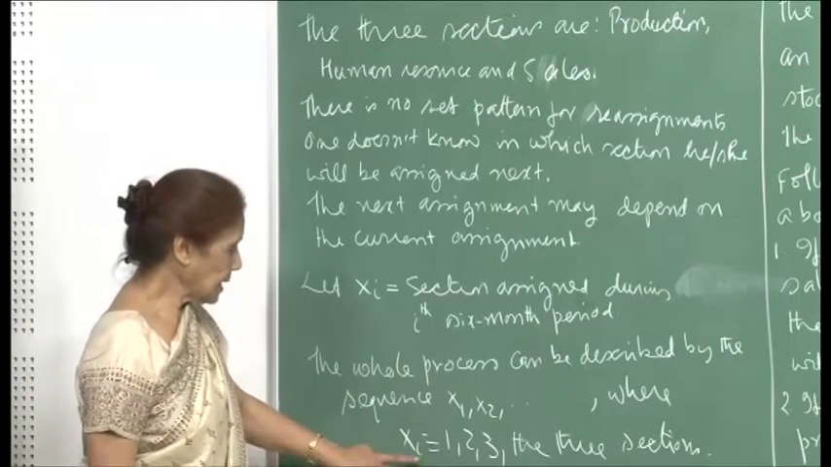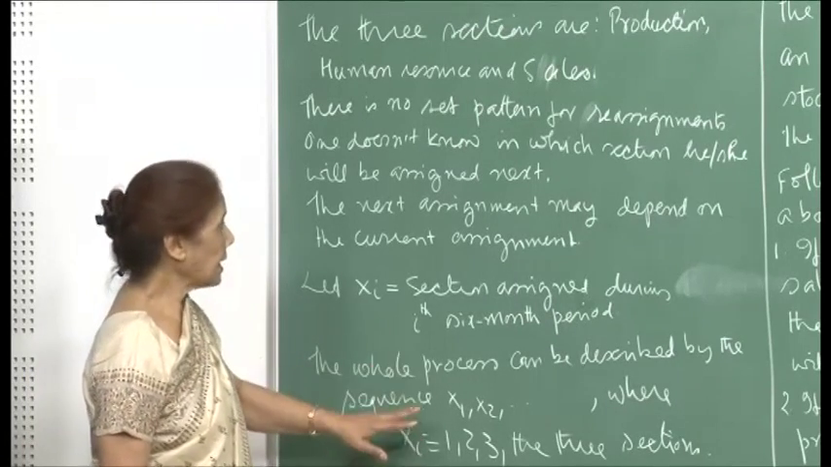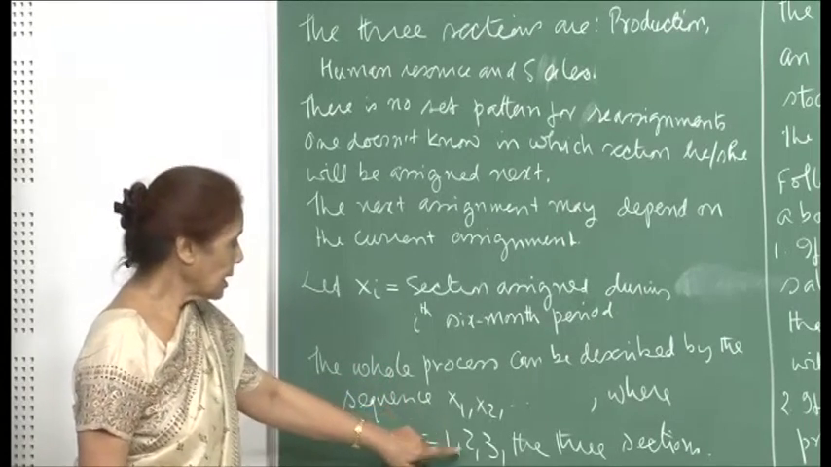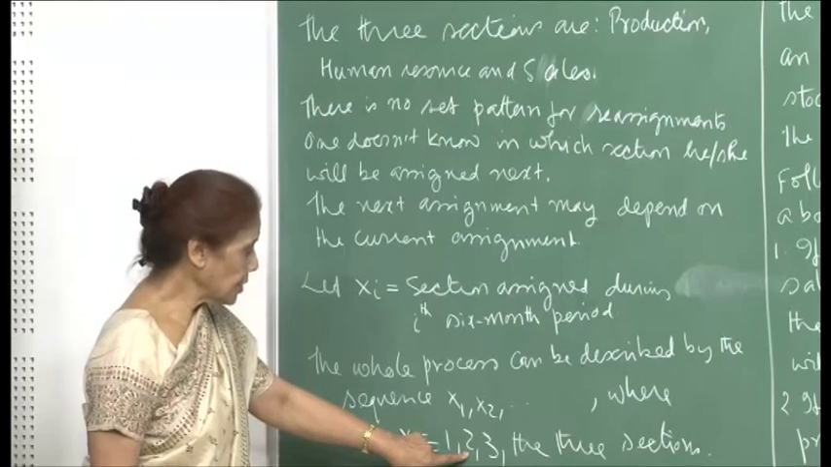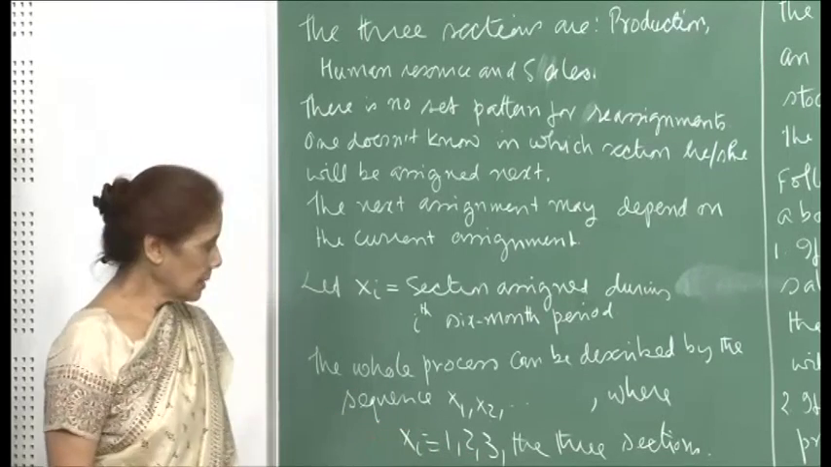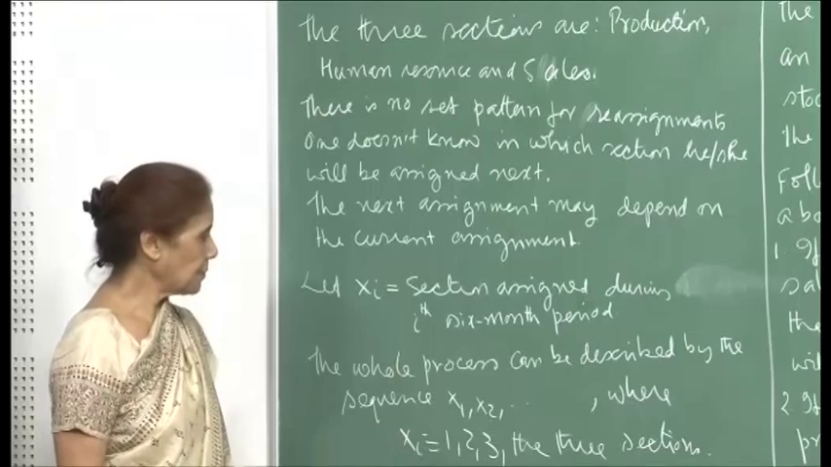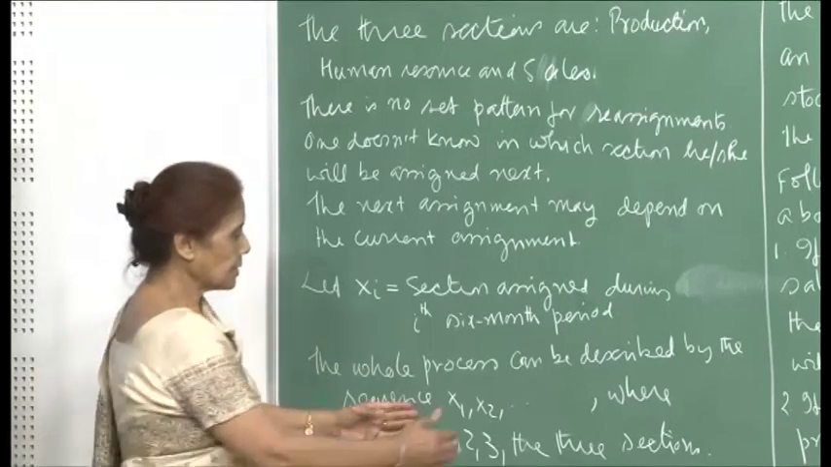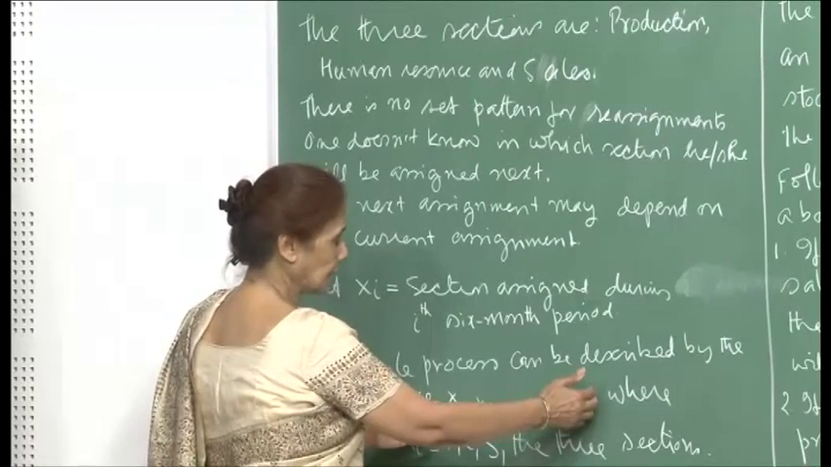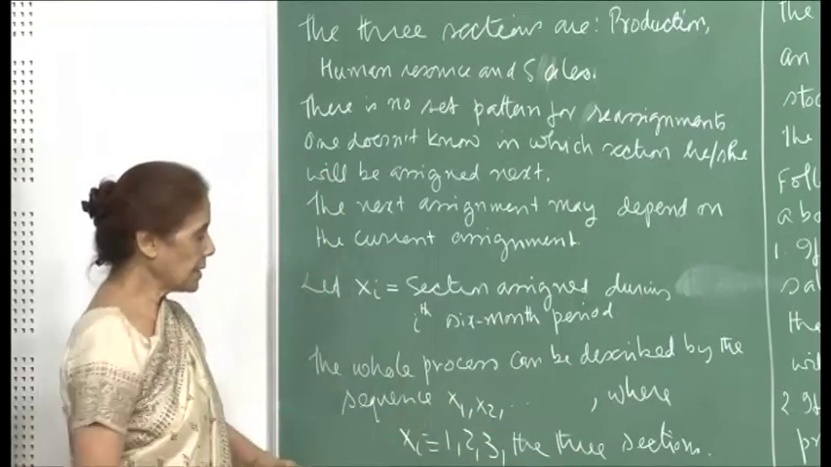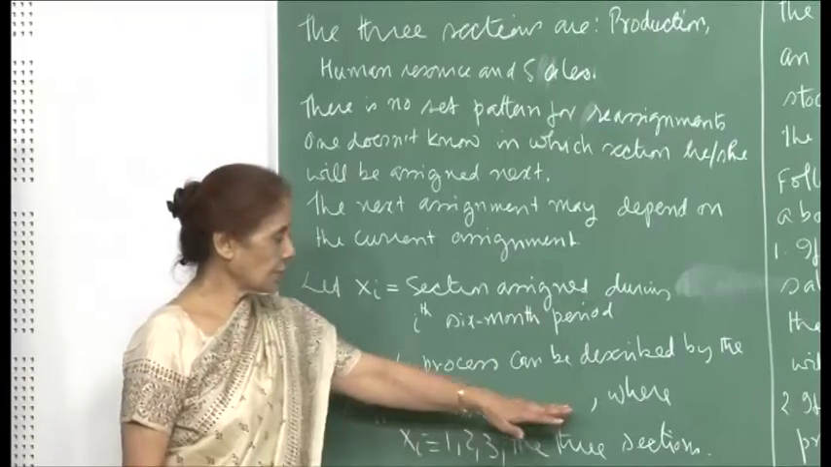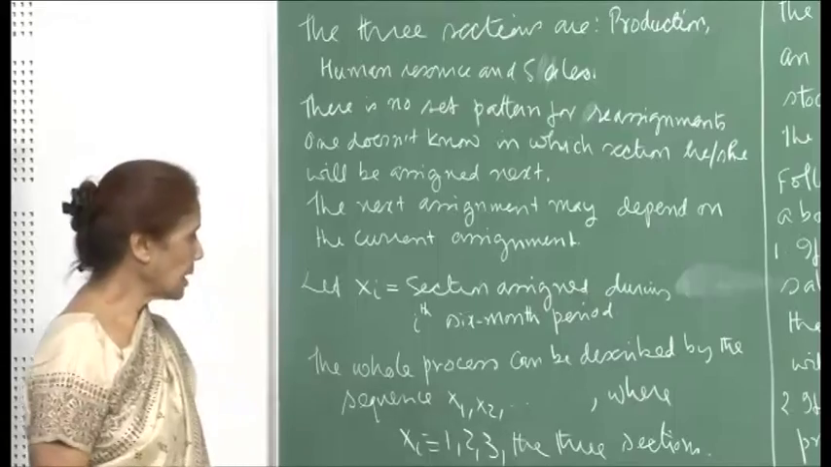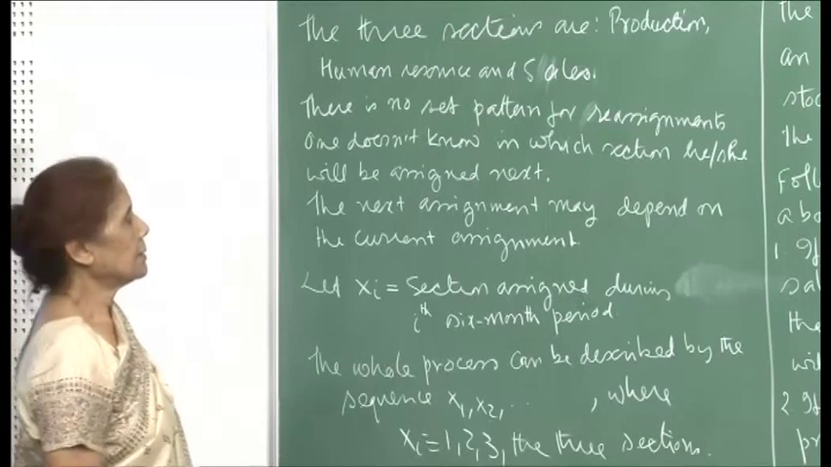And of course, Xi can take possible values. Let us number the three sections: the first section is production, the second section is HR, human resource, and the third is sales. So, Xi can take three possible values. If you like, you take it up to X10. That means over 5 years, the sequence x1, x2, x3 up to x10 will tell you the sections to which the particular employee has been assigned, right.